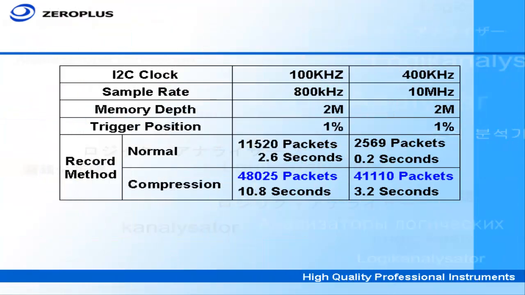Users can use maximum memory, enable compression, and set the trigger position to 1% to record more packets.